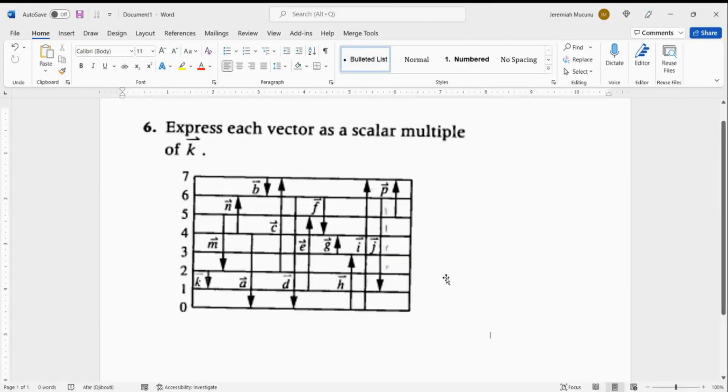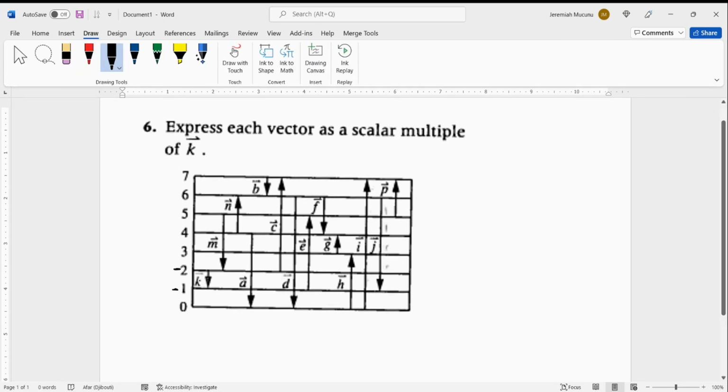In question 6, we're going to express each vector as a scalar multiple of k, vector k. So vector k is a vector whose length is 1 unit, because you can see it's moving from 2 to 1 along the y axis, and its direction is downward. So any vector that is pointing downward is positive, while any vector that is pointing up is negative.